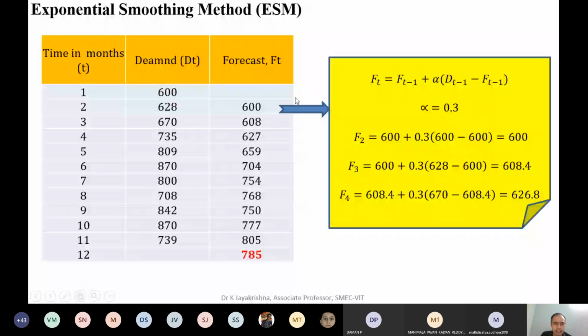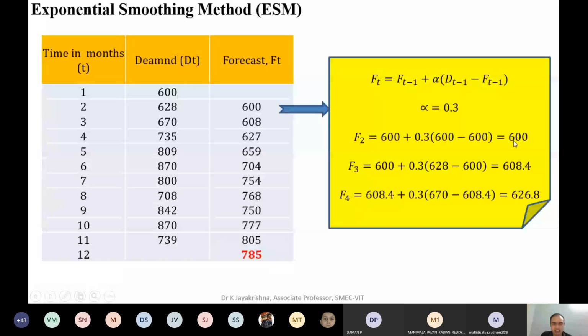So we are assuming in this case the forecasted demand will be the previous month demand only. So that's why it's going to be 600 plus alpha value, which is given as 0.3 in the problem, and Dt minus 1 is 600 and Ft minus 1 is also 600, because here the actual demand and the forecasted demand values are the same, because we don't have the forecasted value for the previous month. That's why we are assuming both the forecasted demand value and the actual demand value as 600 for the previous month. That's why again I got 600 the same.